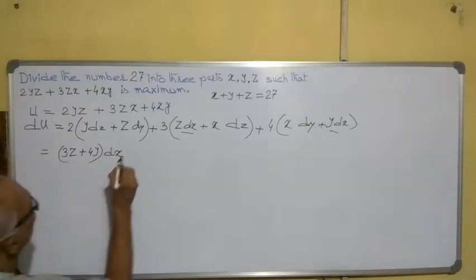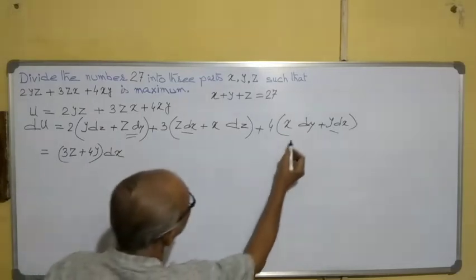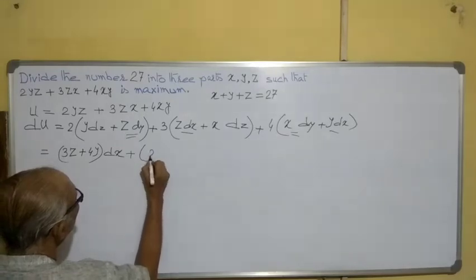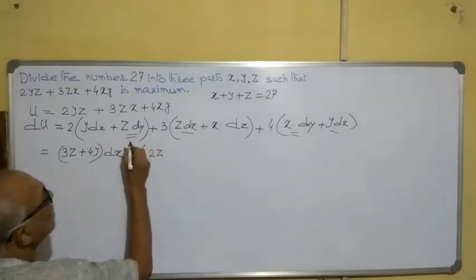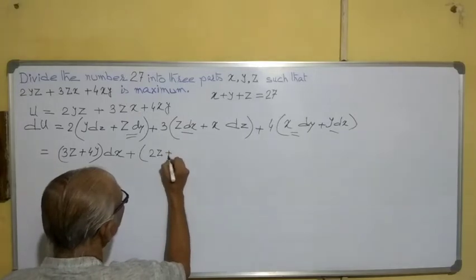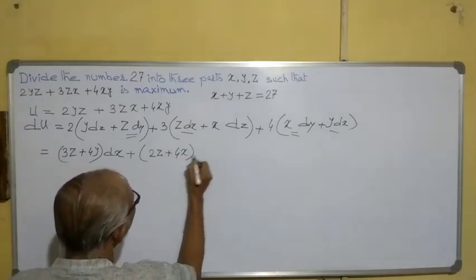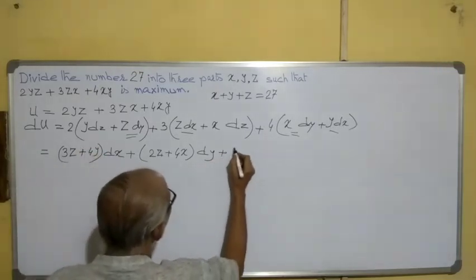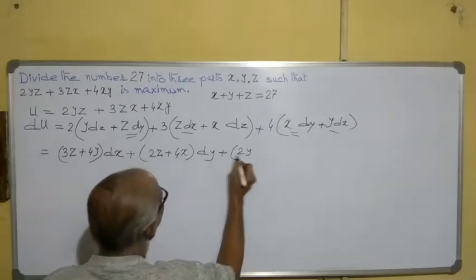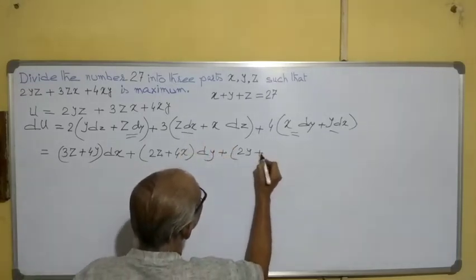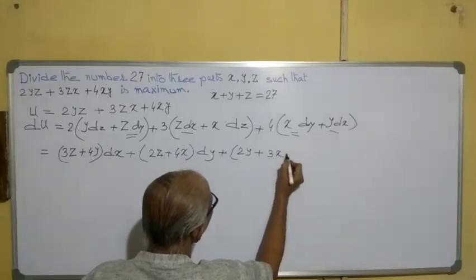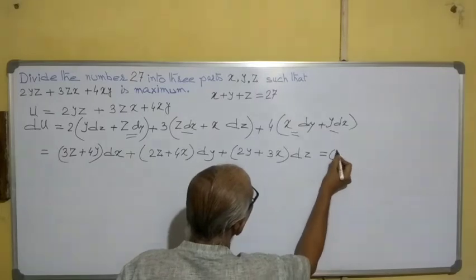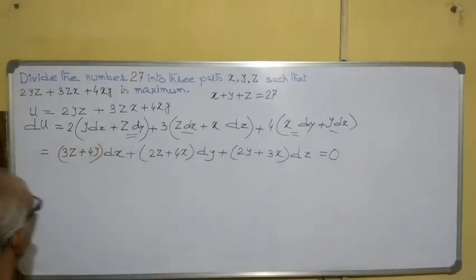Similarly, for dy, plus 2z plus 4x dy, plus 2y plus 3x dz, and that should be equal to 0 for any extremum, that is either maximum or minimum.